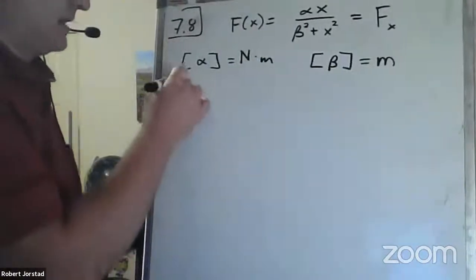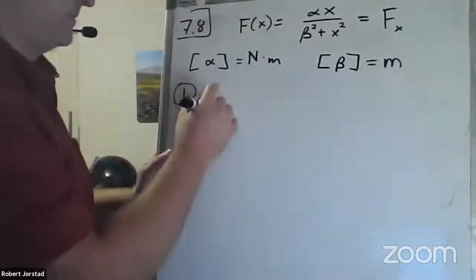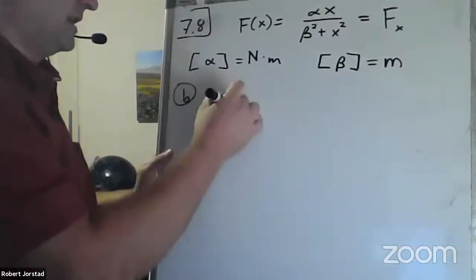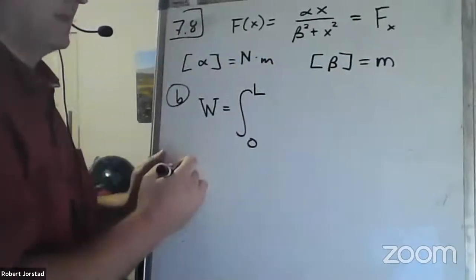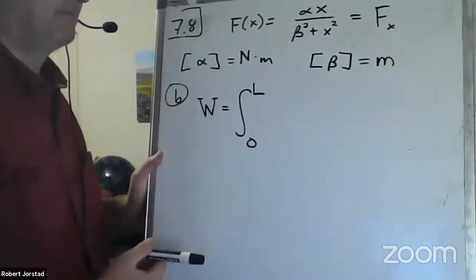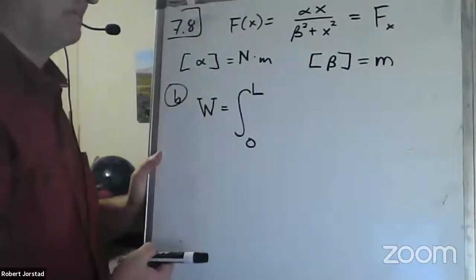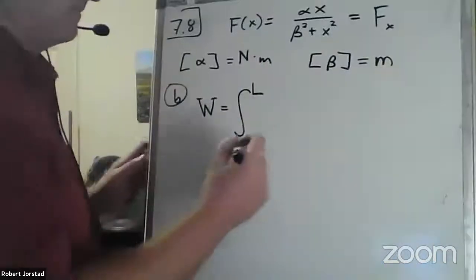So let's go to part B now. What are we supposed to do? Okay. Supposed to get the work in going from 0 to L. What goes inside the integral? The alpha x over beta squared plus x squared. Yep.